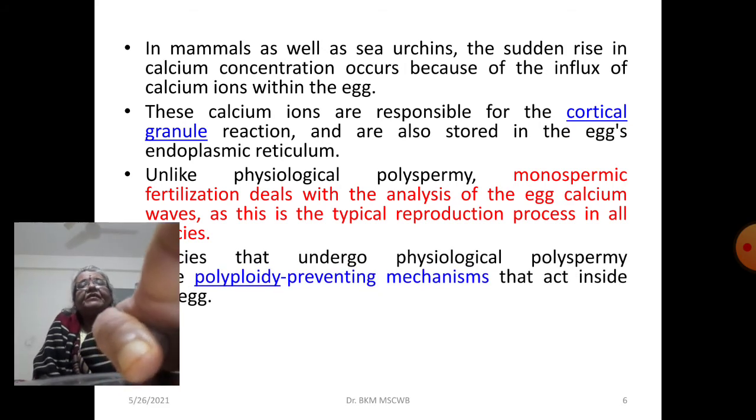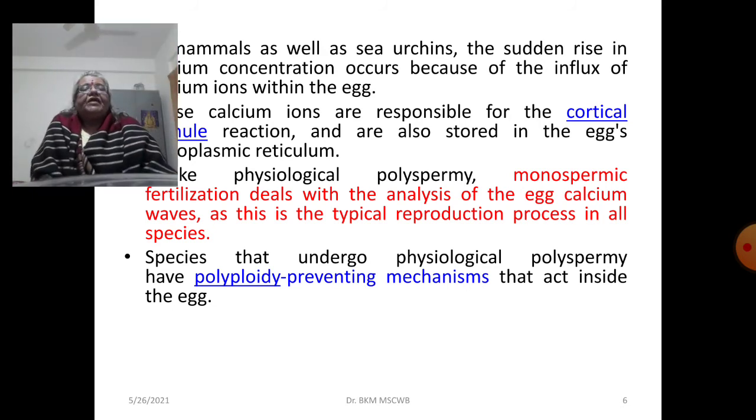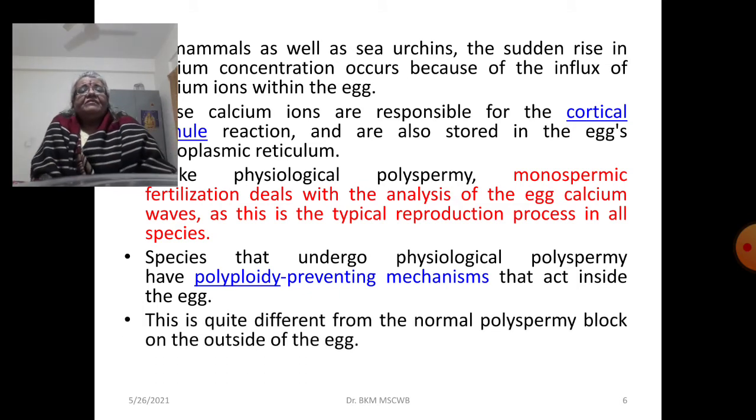Alright. Then, species that undergo physiological polyspermy have polyploidy preventing mechanisms that act inside the egg. Then, this is quite different from normal polyspermy block on the outside of the egg. So, different groups of animals have devised their own ways and means, ultimately to see to it that the act of fertilization is a big success, and therefore perpetuation of the race on this Mother Earth is also a big success, right?